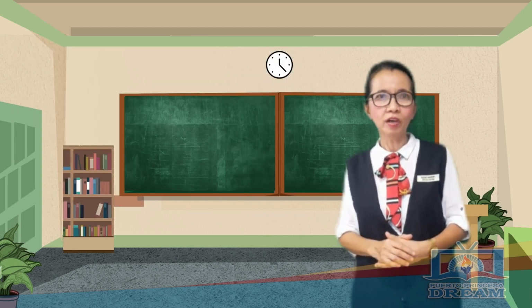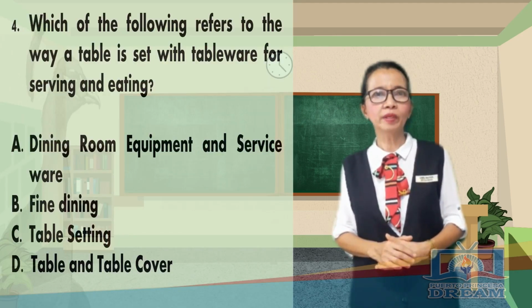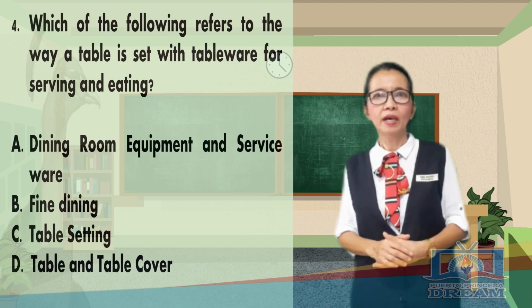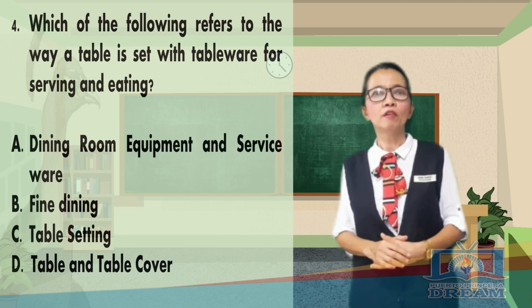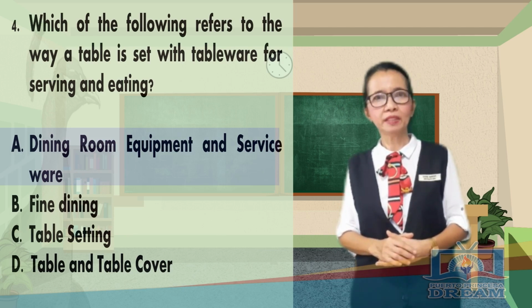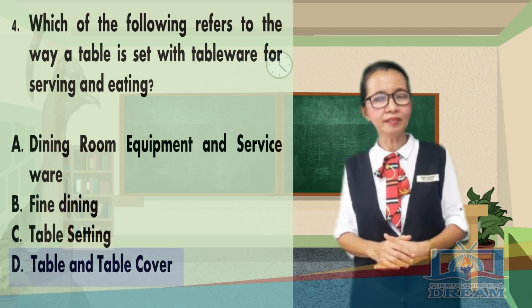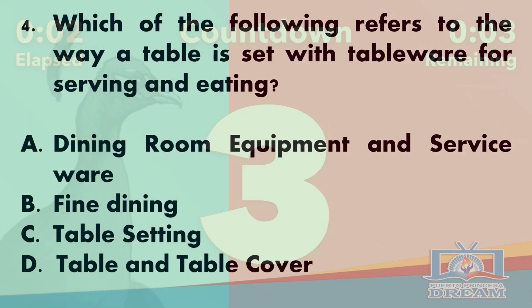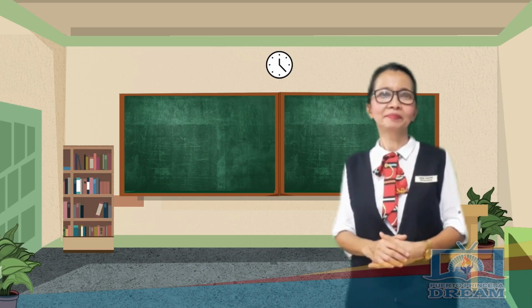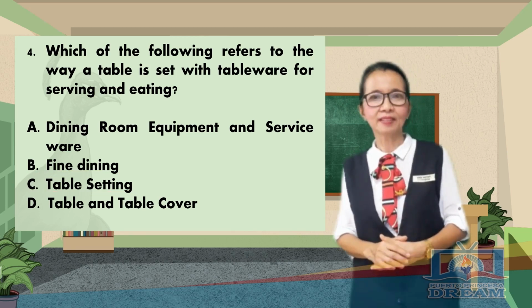Now, let's move on to question number 4. Which of the following refers to the way a table is set with tableware for serving and eating? A. Dining room equipment and serviceware. B. Fine dining. C. Table setting. D. Table and table cover. 5, 4, 3, 2, 1, 0. Time is up! If your answer is letter C, you are correct.